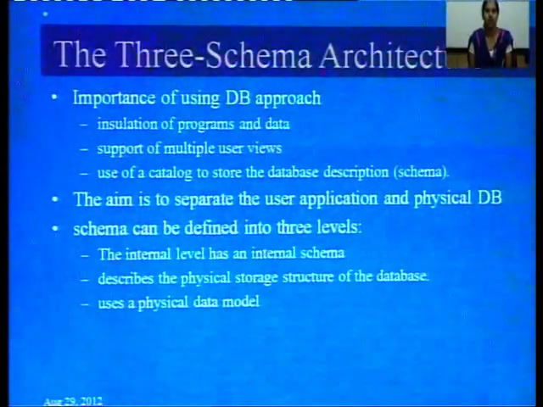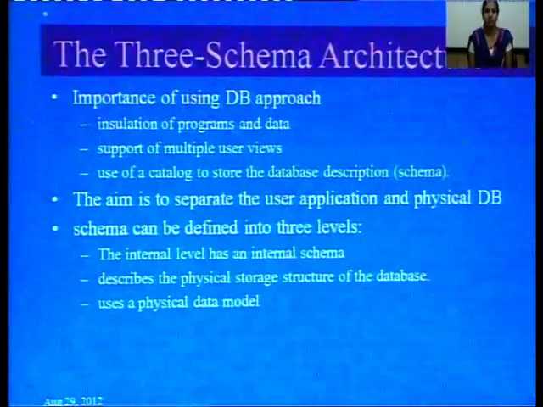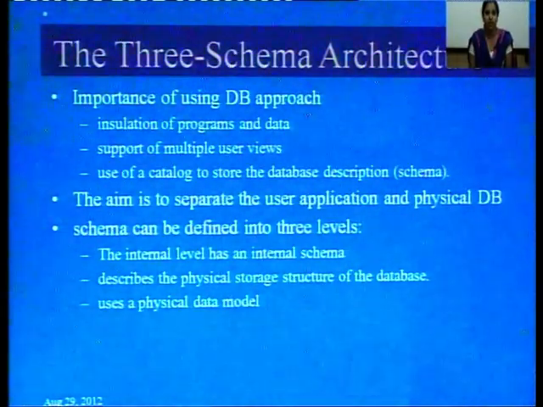Then there is the use of a catalog to store the database description. As we all know, a catalog describes where to store the data, or a mark, so that we can easily recognize where the database is stored and what the description of the database is. This is all what the 3-tier architecture can do for us.